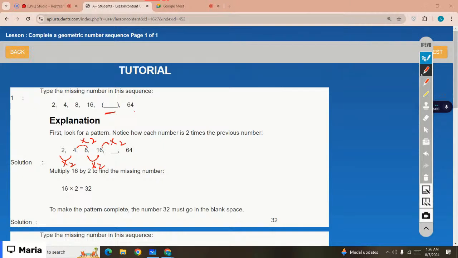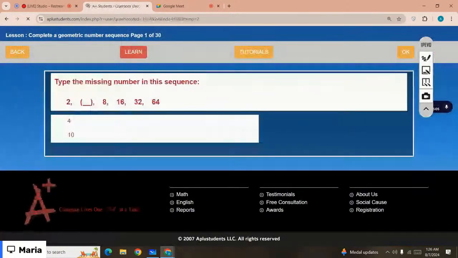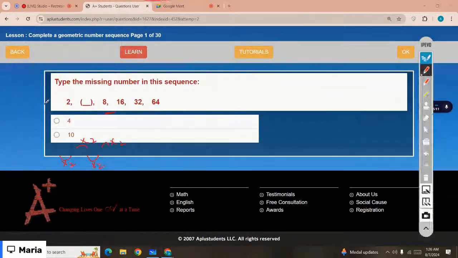Okay, let's start with the test questions. Type the missing number in the sequence. So the numbers are 2, missing number, 8, 16, 32, 64. So which number is missing?